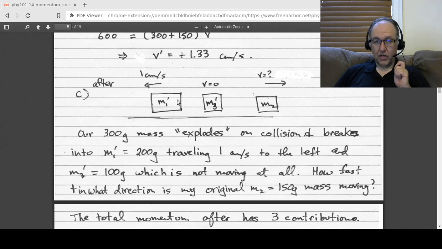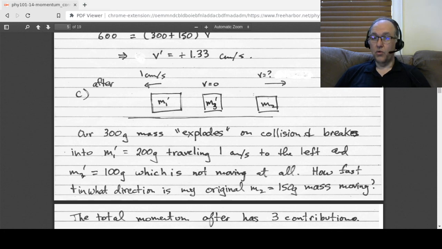Just to be very clear, this M1 primed and M3 primed, those two together, that is the 300. After the collision, it broke apart. You know that during collisions, heaven forbid you should ever be in a car collision, when cars collide, pieces will go flying off in all different directions. Conservation of momentum still applies. It still applies to all the pieces that are flying apart. So what we have here is the 300 being broken up into a 200 and a 100. The 200 moves to the left at 1 centimeter per second. The 100 doesn't move at all. It just sits there after the collision, and I want to know how fast that 200 is moving.